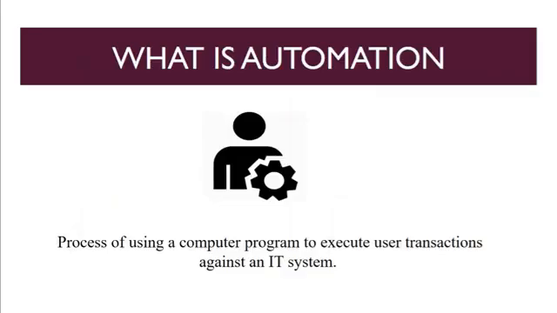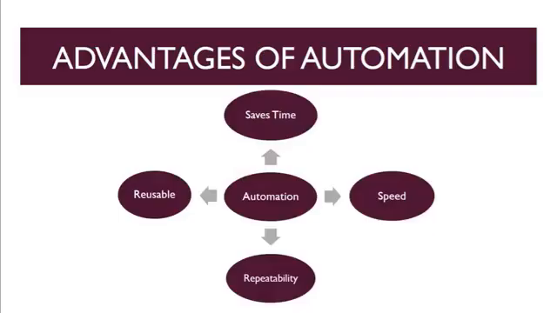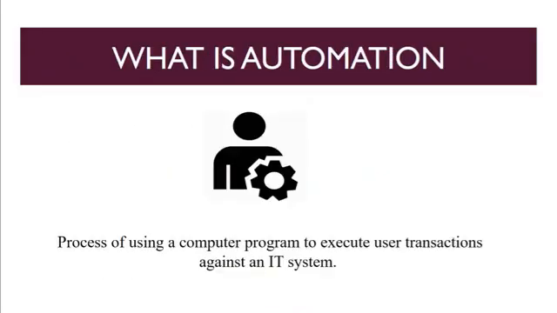Let's see what is automation. It is the process of using a computer program to execute user transactions against an IT system. This is typically done by an automation tool. Automation testing tools are capable of executing tests, reporting outcomes and comparing the results with earlier test runs. Tests carried out with these tools can be run repeatedly at any point of time.